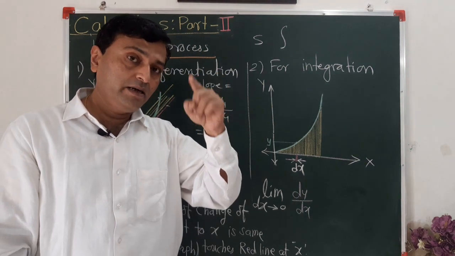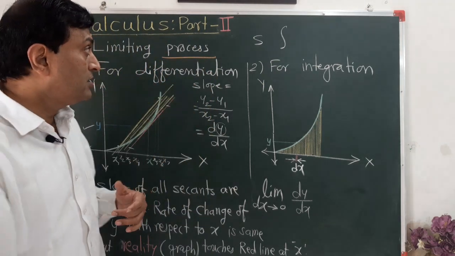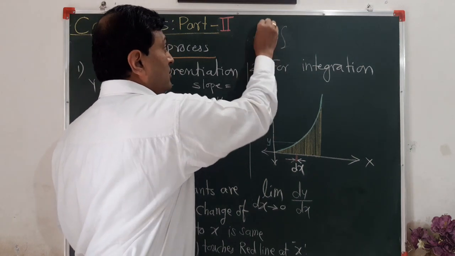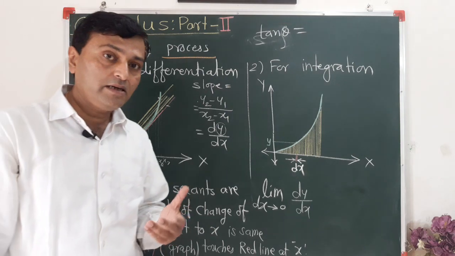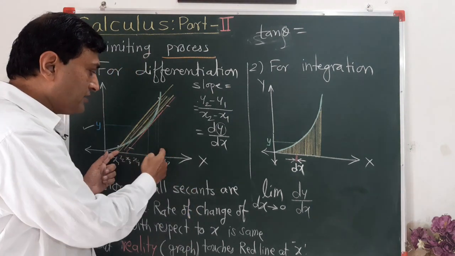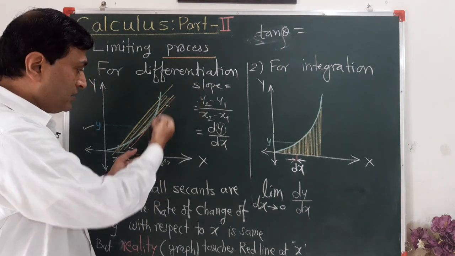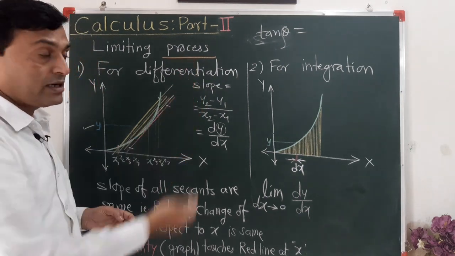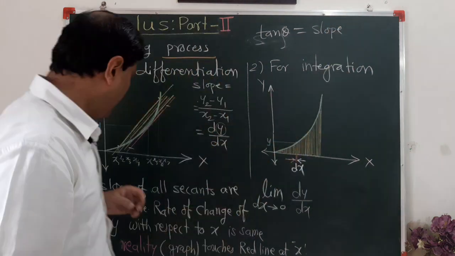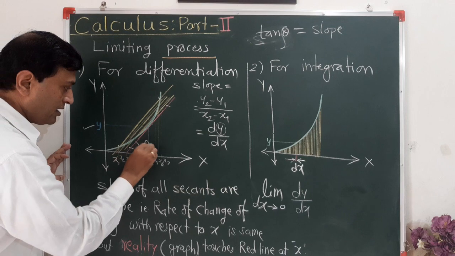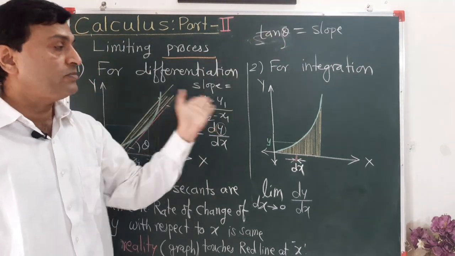In trigonometry, in 10th standard, you might have learned tan theta. What is tan theta? It is opposite side upon adjacent side for a right angle triangle, and slope is nothing but again dy upon dx. Means this tan theta can be considered as slope if theta is taken with the x axis by tangent. Tan theta is slope, means derivative.